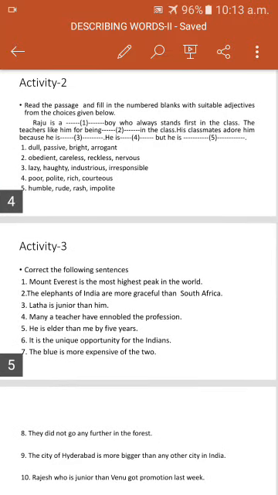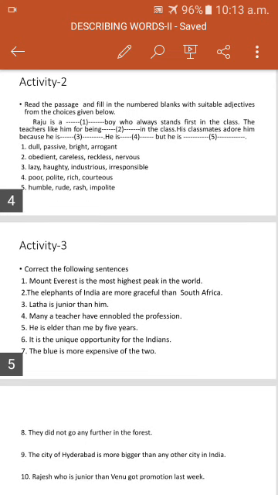Read the passage and fill in the numbered blanks with appropriate adjectives from the choices given below. Raju is a dash boy who always stands first in the class. The teachers like him for being dash in the class. His classmates adore him because he is dash. He is dash, but he is dash.